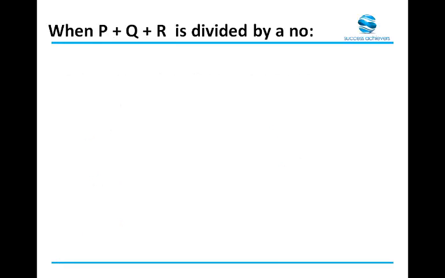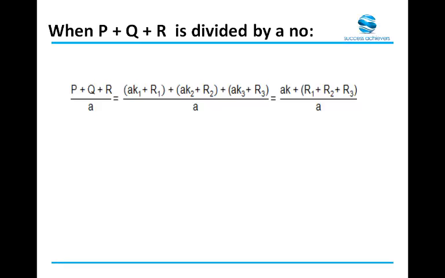Okay, so let's move on to the next method, which is the P plus Q plus R method. When a number P plus Q plus R is divided by a number, let's call the divisor A, then the remainder is obtained by dividing each of the numbers by A. The sum of the remainders, when again divided by A, will give the final answer. For example, if I have P plus Q plus R divided by A, if I divide P by A, I get my answer as A K1 plus R1, where R1 is the remainder obtained by dividing by A. Similarly, if I divide Q by A, I get A K2 plus R2. And similarly, if I divide R by A, I get the remainder R3.